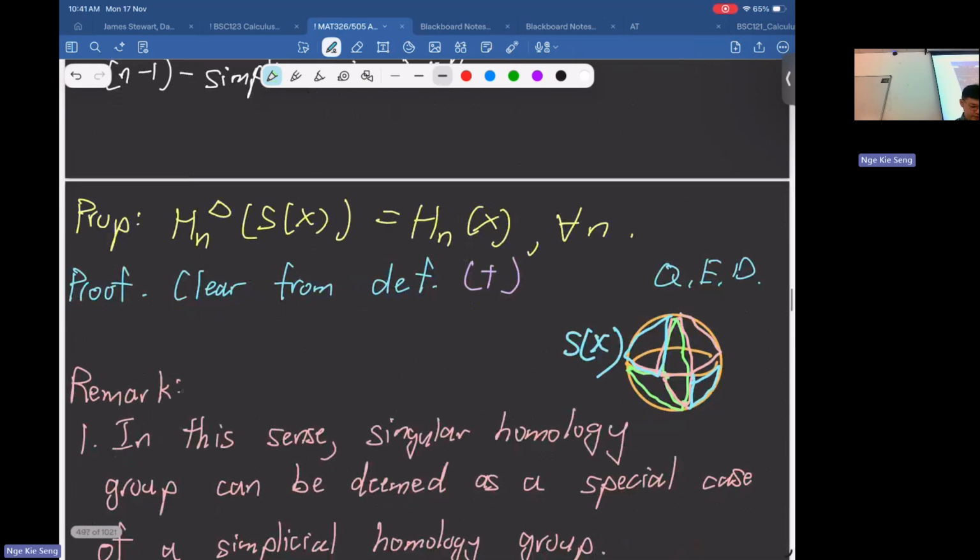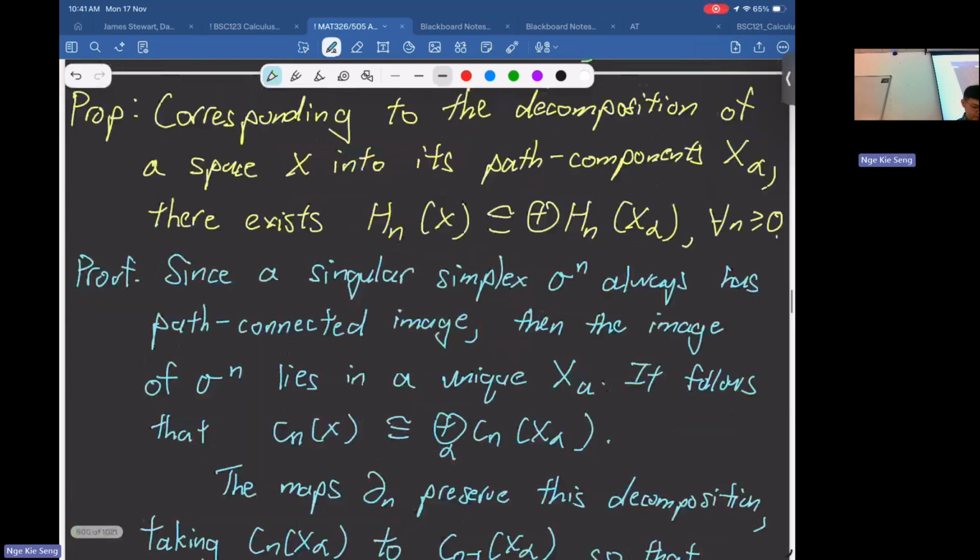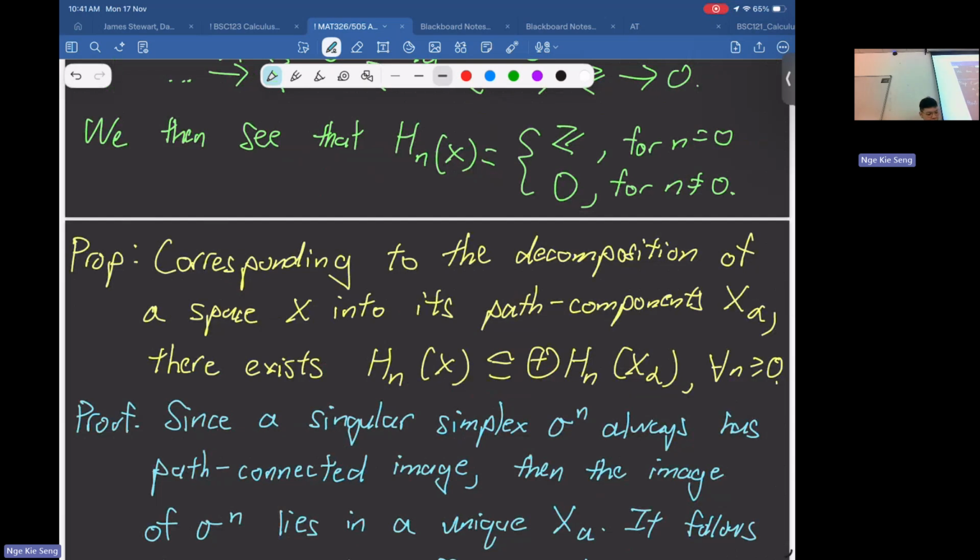Okay, let's continue. Next, if you decompose your space into path connected components, you can also decompose your singular homology into the singular homology of these path components. Can you imagine how? You need to think about a continuous map from a simplex.